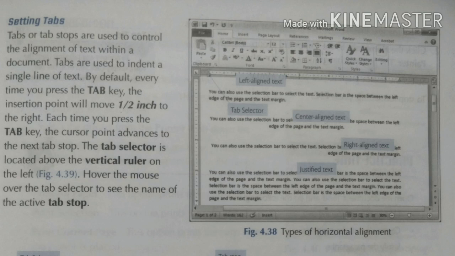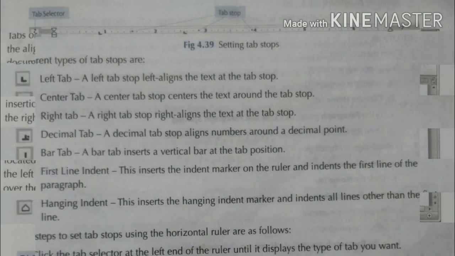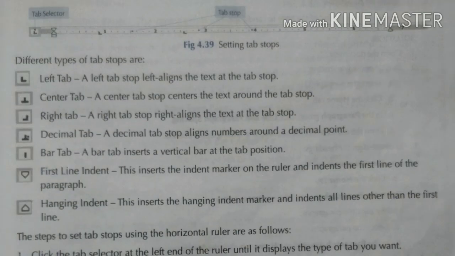The tab selector is located above the vertical ruler on the left. Hover the mouse over the tab selector to see the name of the active tab stop. So you can see here all the different types of tabs are given. You just need to read this part, you will understand.